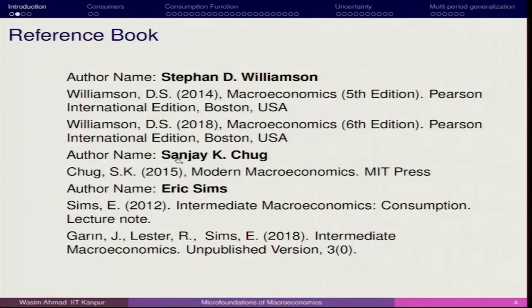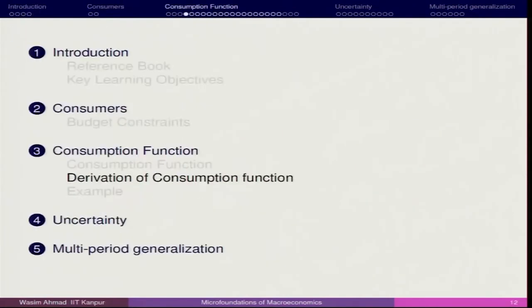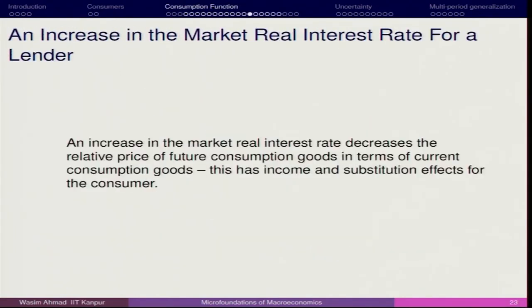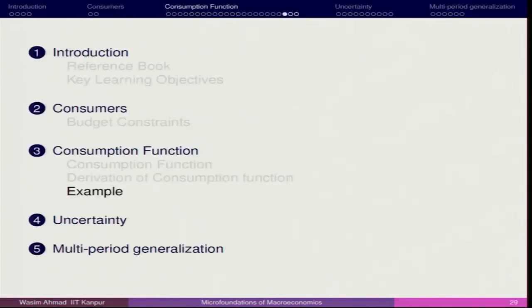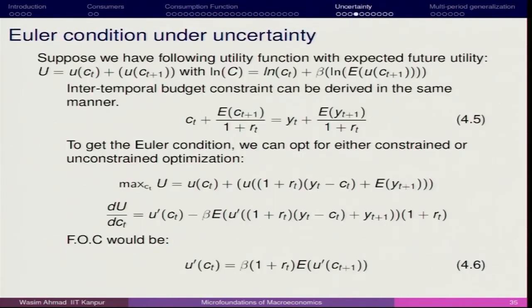Now here are the references. The references remain the same: Stephen D. Williamson, and then Eric Sims. Sanjay K. Chugh is also a particular reference in this. We'll be trying to understand how the representative agent is going to react to uncertainty. So let's start with that setup and try to understand it in a more comprehensive manner.